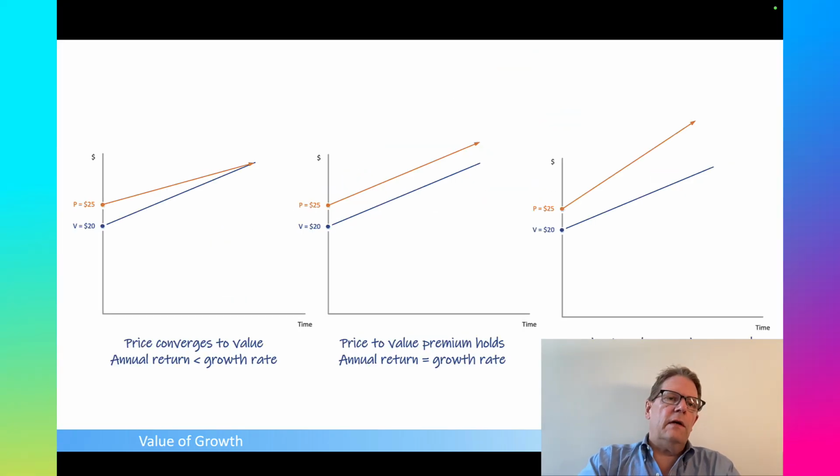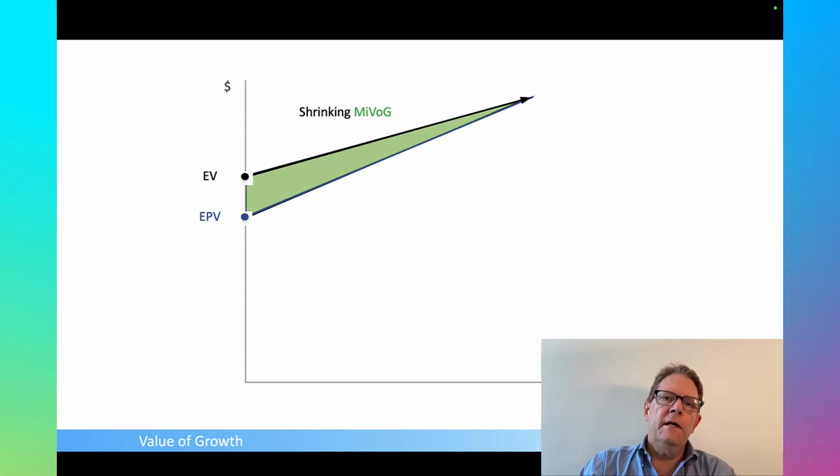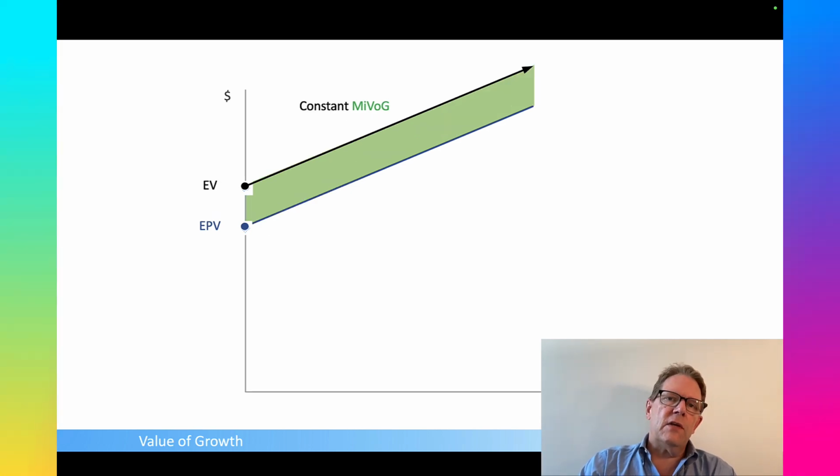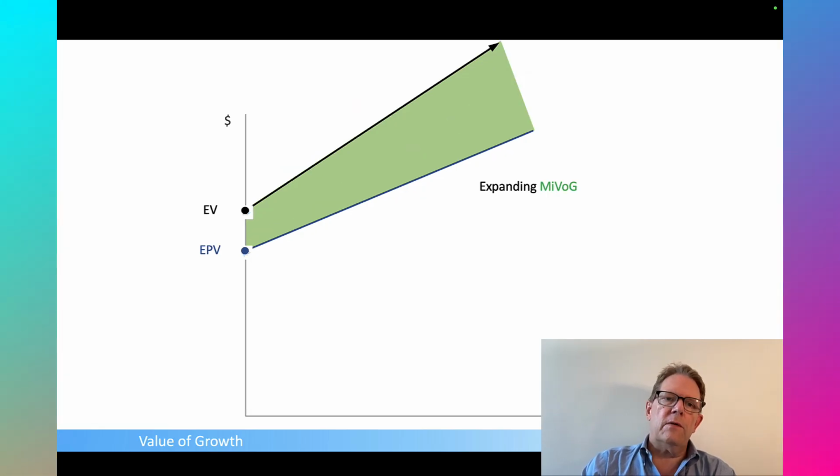All right, so here is from the very first lecture. In the first case, price is converging to value. That market implied value growth is going away. The second one, price and value hold. And the third one, the price to value premium expands over time. So in the first one, you're absorbing all of that premium. In the second one, that premium's holding. In the third one, the premium's actually expanding. So in the first case, as you saw to the left, that's essentially shrinking market implied value growth. Over time, either the company's growing into its valuation or investors are increasingly concerned that the company's growth rate in the future can't hold. In this case, you have this constant market implied value growth, which is really interesting. That holds. And then in the third case, you have an expanding market implied value growth, which I think is important.